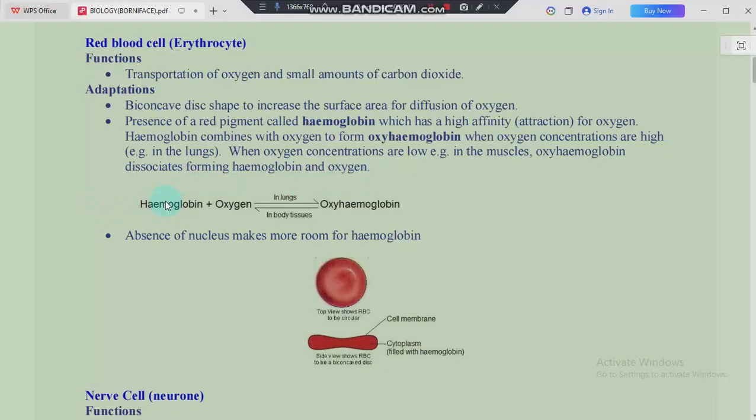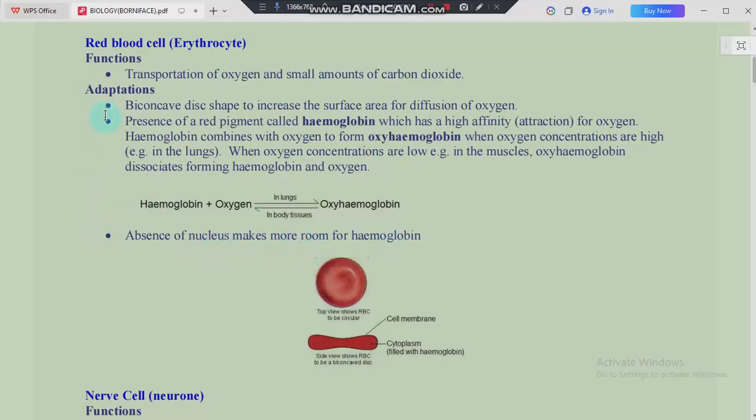So this is our equation. We have hemoglobin plus oxygen in the lungs, that is going to form oxyhemoglobin. Now we said that when the oxygen concentrations are low in the muscles, what is going to happen? This oxyhemoglobin is going to dissociate to form oxygen as well as hemoglobin. So another adaptation which the red blood cells have to perform their function is they do not have the presence of the nucleus, and this makes more room for hemoglobin.